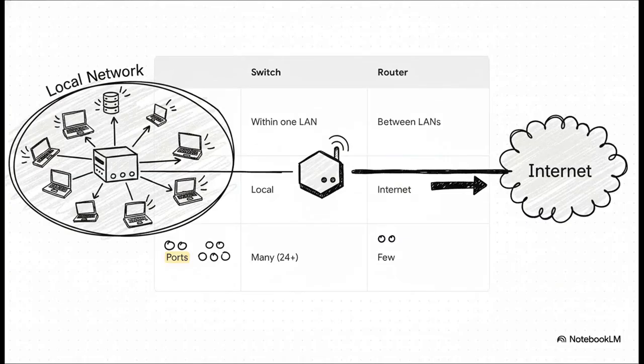This really breaks down the difference. A switch's job is to connect devices inside your LAN. A router's job is to connect your entire LAN to other networks. Its scope isn't local. Its scope is the entire internet. That's why a switch needs tons of ports for all your local devices, while a router only needs a few. It's not connecting individual PCs. It's the one and only gateway between your whole network and the outside world.